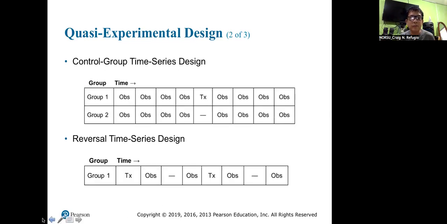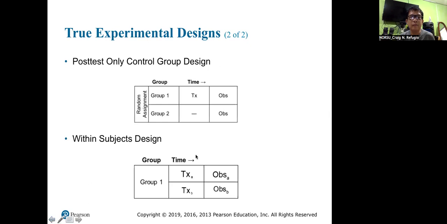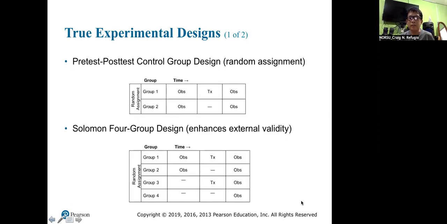Then we have the Solomon four-group design, which enhances external validity. We have four groups: group 1, group 2, group 3, and group 4. Again, we apply random assignment, so participants are randomly assigned to the four groups. For group 1 and group 2, you do observations first. Then group 1 is given the treatment, and group 2 gets no treatment. And then at the end, you do observations.